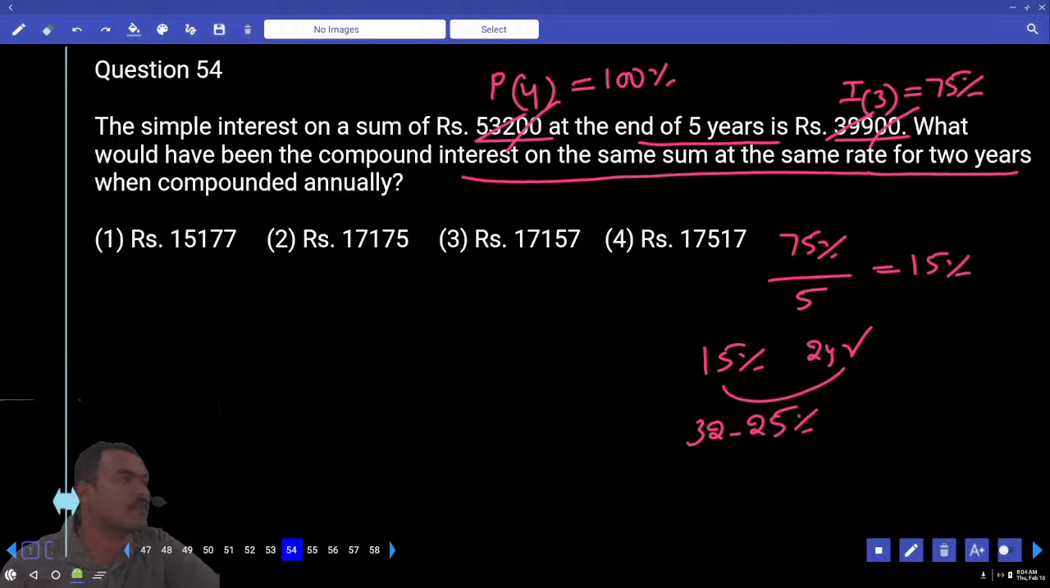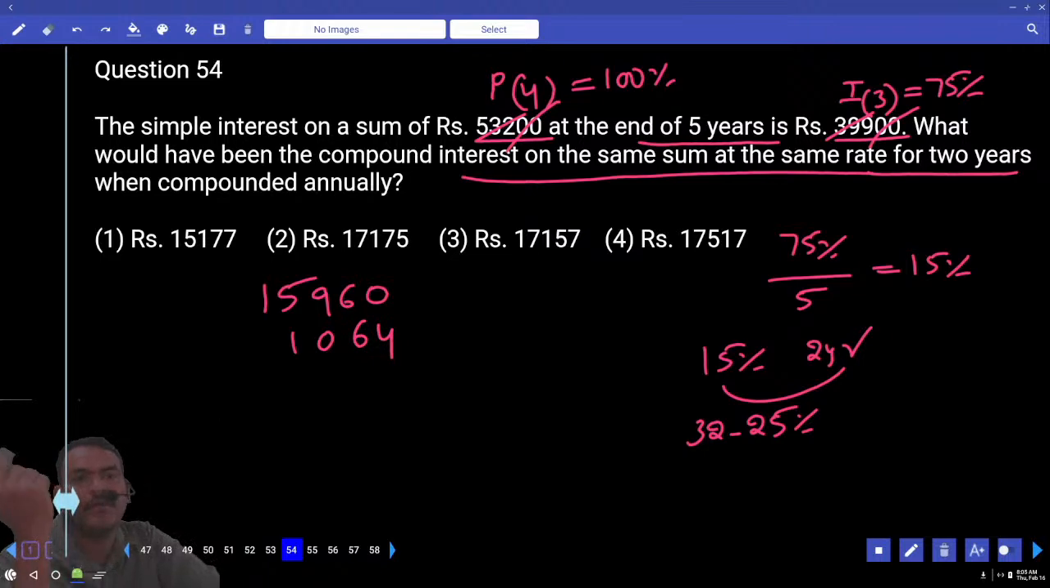15% for 2 years, the compound interest is 32.25%. First, what is the principal value here? 53,200. Of that, how much percent do we need? 32.25%. First, what is the 10% value? 5320. 30% means 3 times, 15,960. It is 30%. Again, what is the 1% value? 532. The 2% value is 1064.